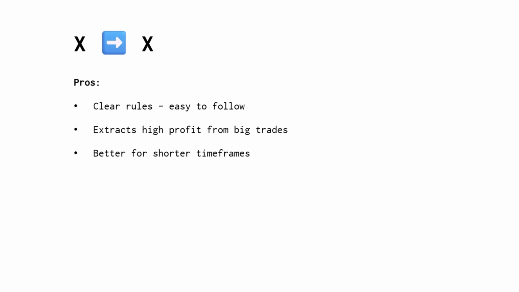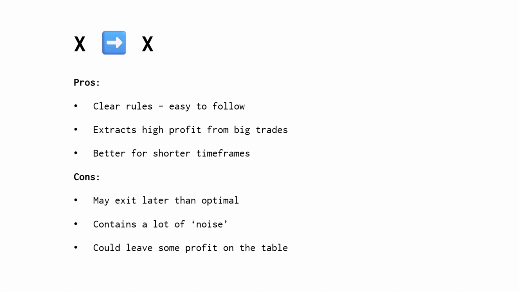It's better for the shorter time frames, the smaller time charts like the 1 minute and even the 5 minute. But the drawbacks are this: you might exit a bit later than you should. You might have gotten out with a higher profit on a faster signal, but staying in from X to X, you risk the momentum draining before you get that second X. And then because of that, it contains a lot of noise in between, which people might consider agony. You could leave some profit on the table because of this.